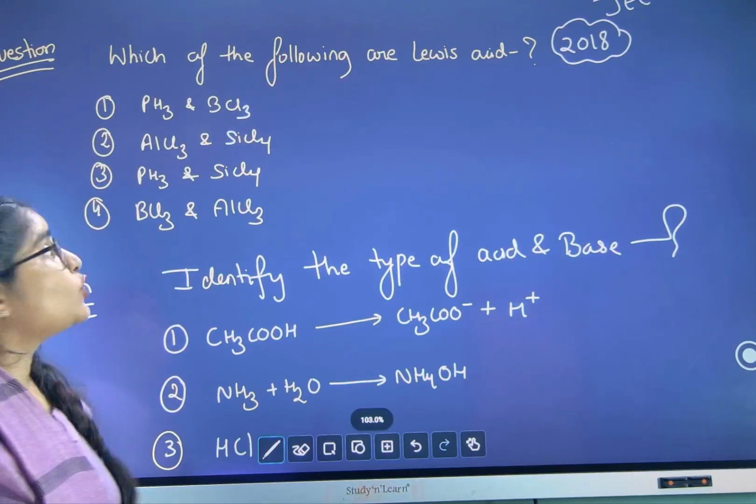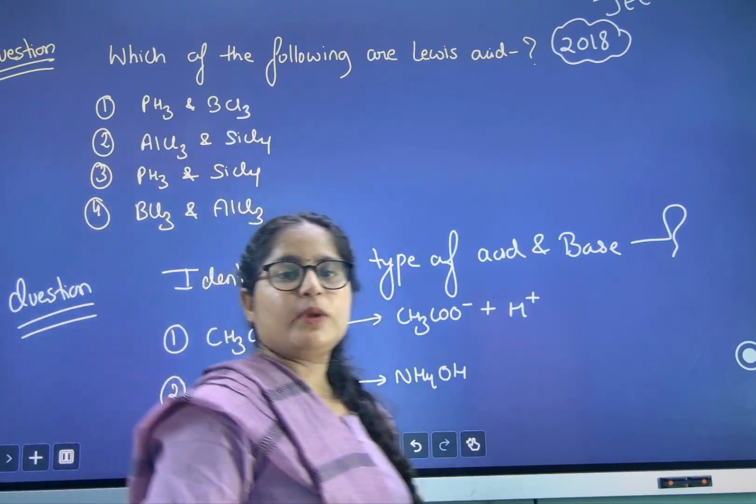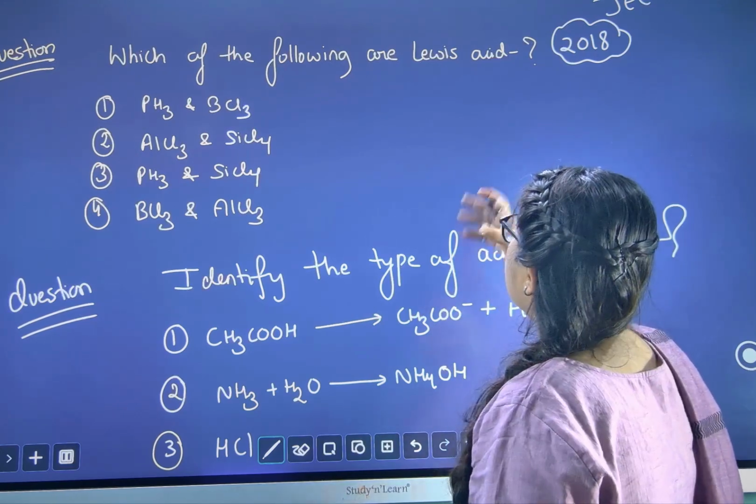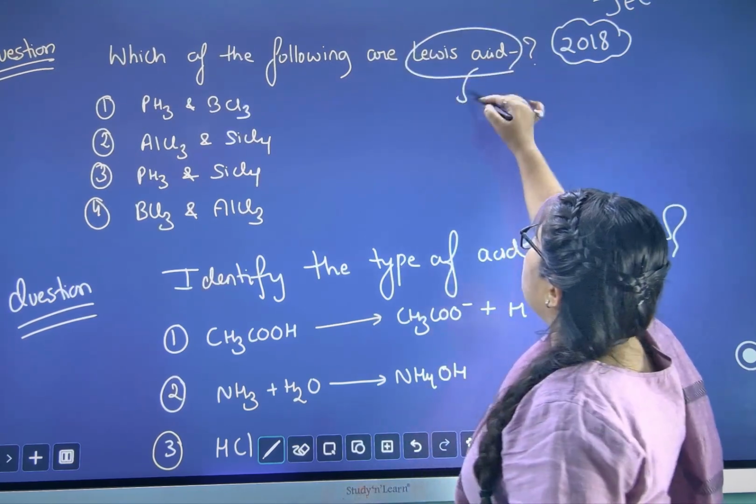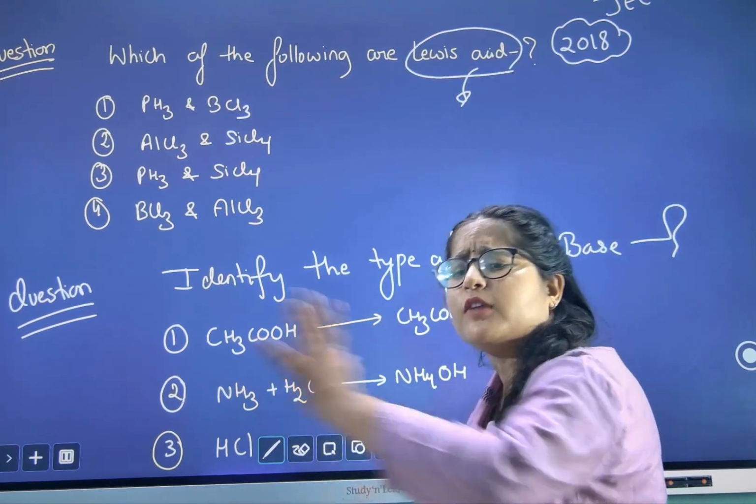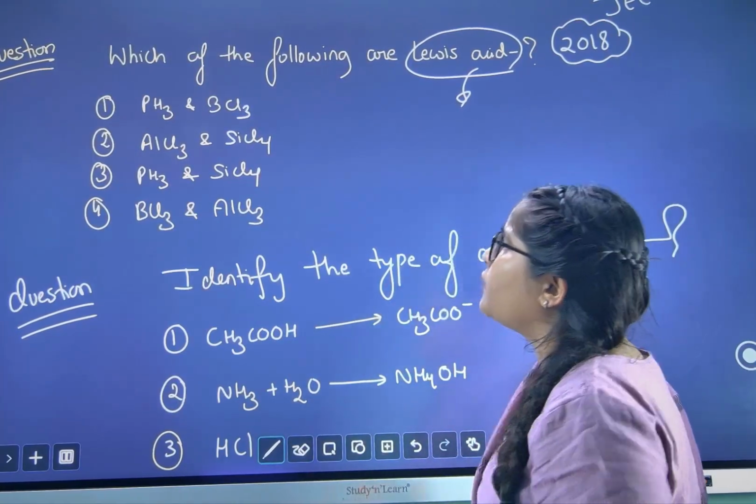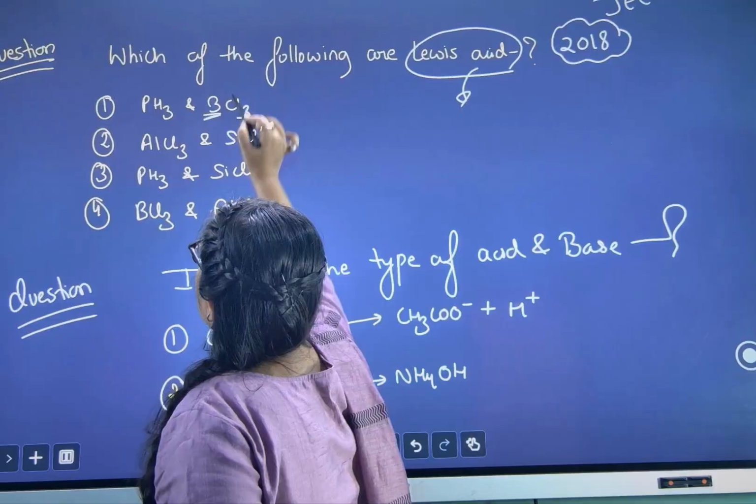Okay, so the first question is, which of the following are Lewis acids? What is the trick I have told you for Lewis acids? Tell me fast. Lewis acid: boron family. What is the trick here? Where is the boron family? Okay, boron. It is a Lewis acid.